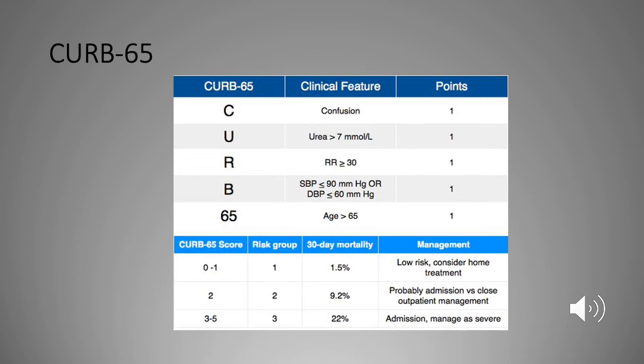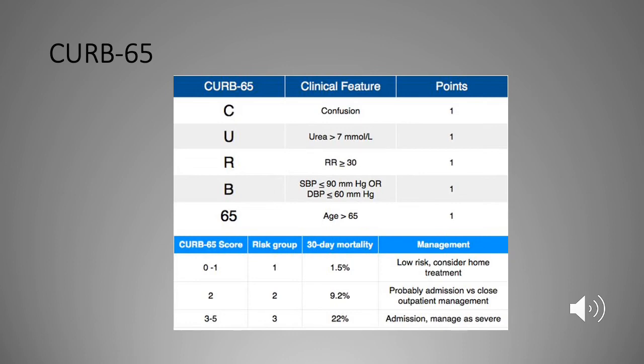Now, what do these scores mean? Well, they basically, similar to the Centor criteria, as your score goes up, things get worse for you, except in this case, it is 30-day mortality. So if your score is low, 0 to 1, you have pretty low mortality at 1.5%, which means you're a low-risk patient and you can be treated at home. As your score increases, so does the 30-day mortality.